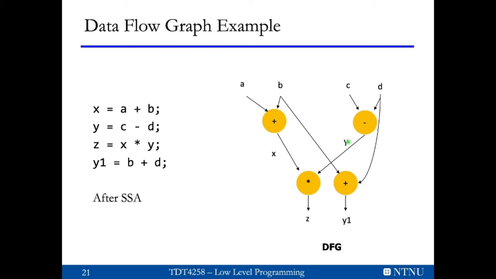Then we have a data dependency, so z requires the values of x and y. So we have arrows just combining the output values of this addition and this subtraction operation here, and using them as inputs to our multiplication operation, which gives us the value of z. And the last line takes the input variables b and d again, so we have additional arrows going from b and d down here to our next addition operation, and that now gives our value of y1. This is our data flow graph that describes how data dependencies actually run throughout our basic block here.